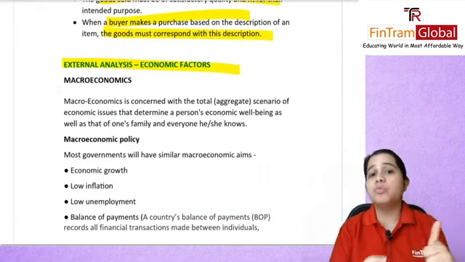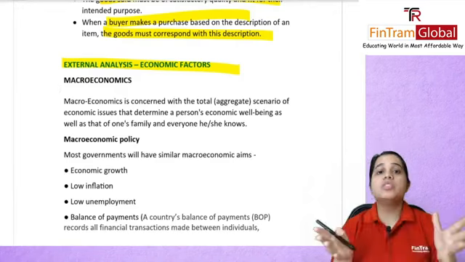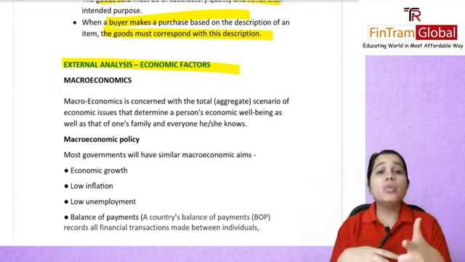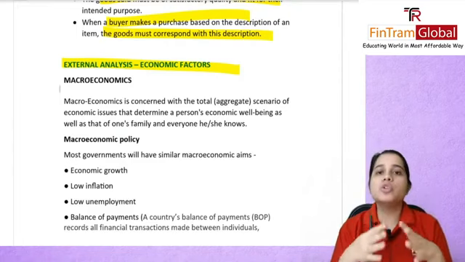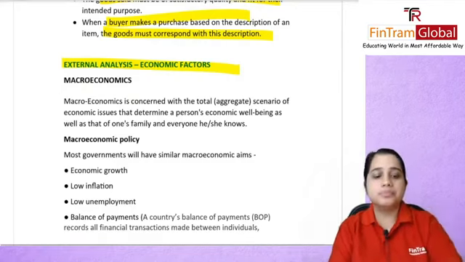Next, external analysis and economic factors. So here, what did we do? Firstly, we talked about macroeconomics, wherein you see the economy as a whole, and then we talked about microeconomics, wherein you see the individuals as such. So again, we'll be revising in the same way. First, we'll be revising our macroeconomics.